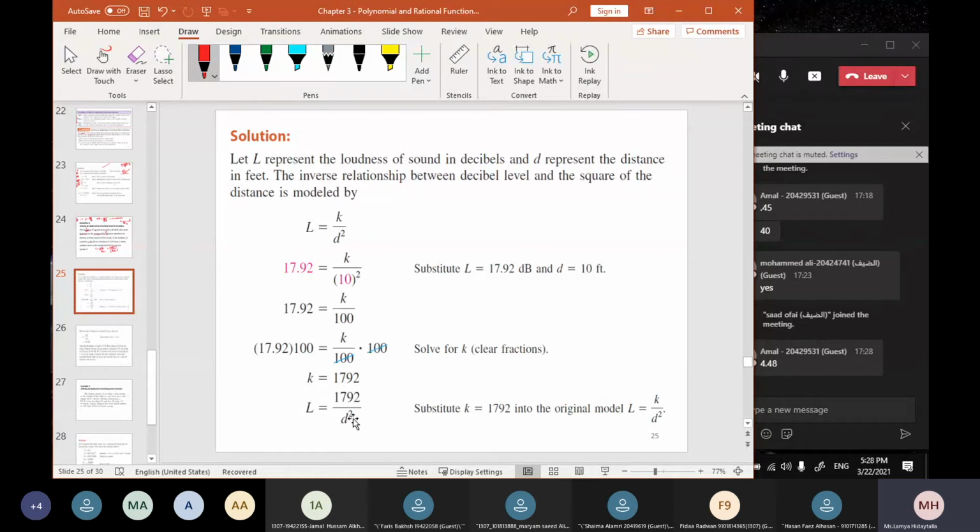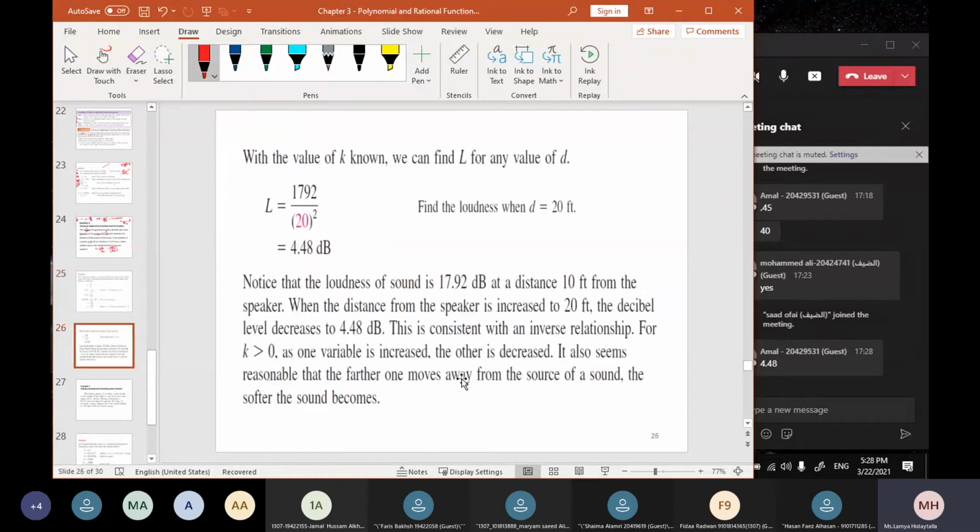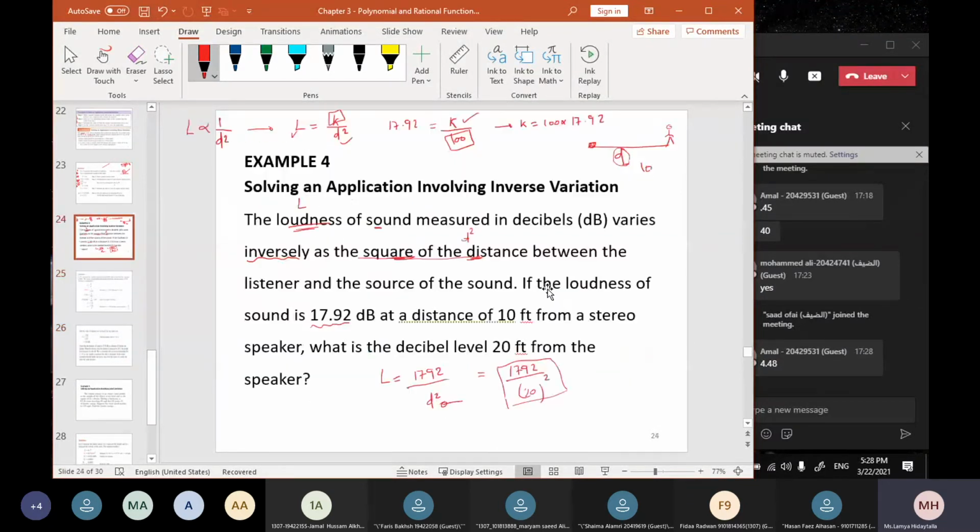Okay, so here he found the K, so L equals K over d square. When d is 20, you calculate, so it is 4.48 decibel, and clearly it is less. It is right: the loudness of the sound when you are far is going to be smaller. Whenever you are near it's going to be higher. When you go far it's going to be smaller. This is what was expected, right?